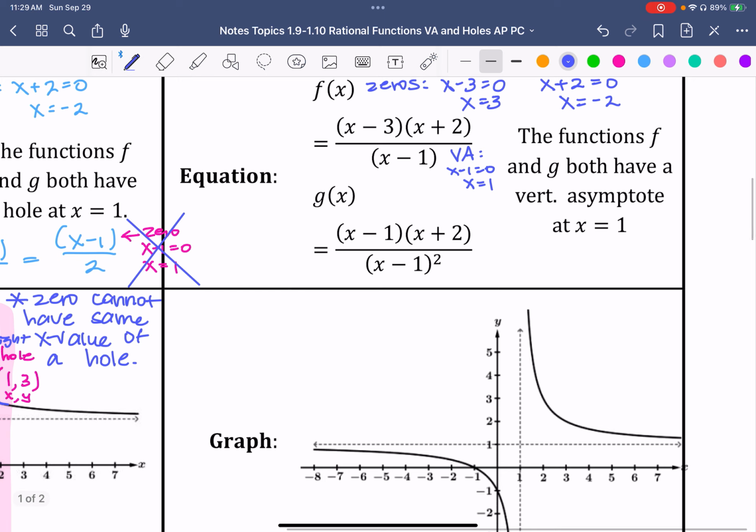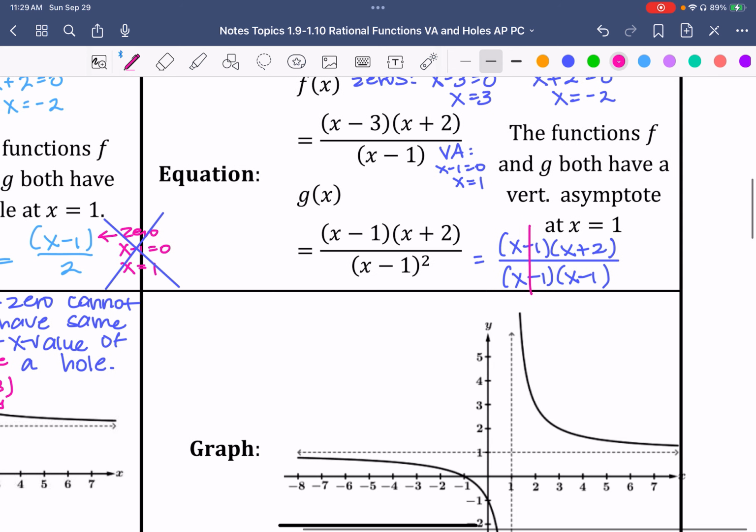Now for g of x, notice that we have (x minus 1) squared at the bottom, meaning that there are 2 of them. I can rewrite this as (x minus 1)(x plus 2) divided by (x minus 1)(x minus 1), because when you square something, that just means you're multiplying it by itself. So what happens is that these two factors cancel out. That creates a hole. You set that factor equal to 0 and you have a hole at x equals 1.